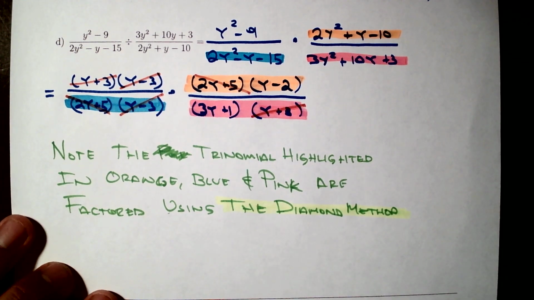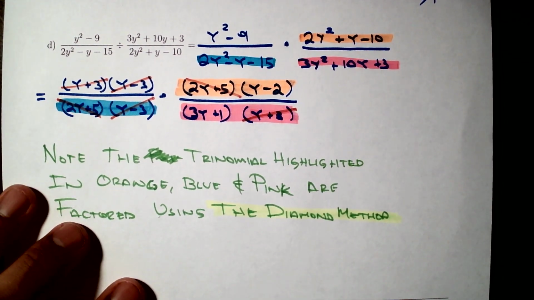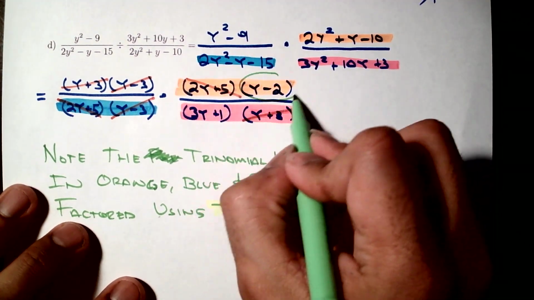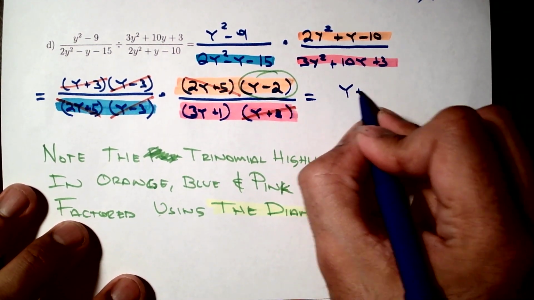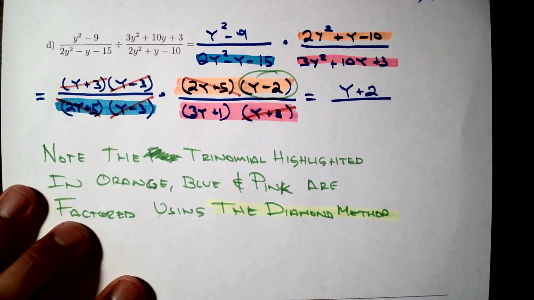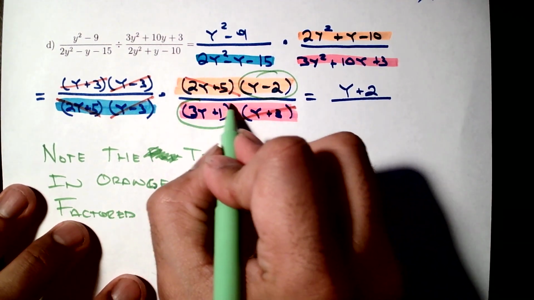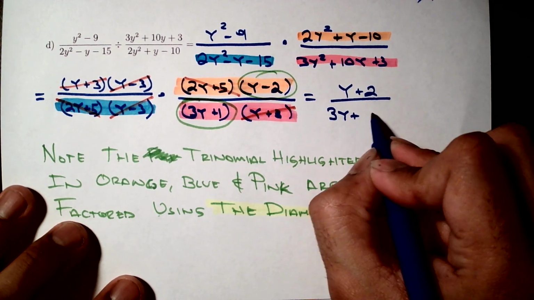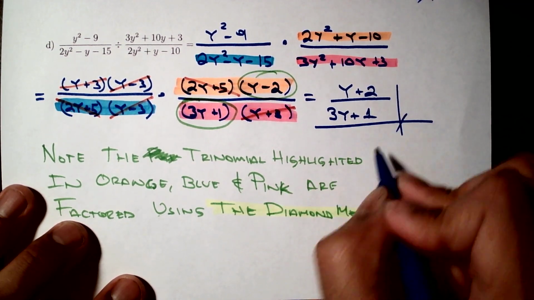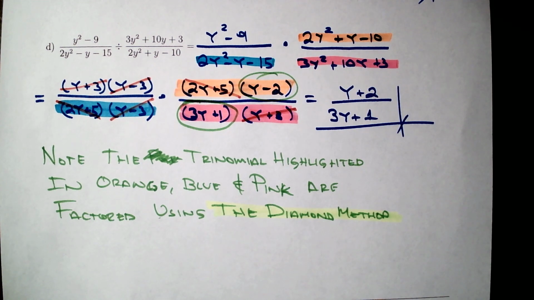That's about canceling all common factors, so we are going to be left with y plus 2 in the numerator and 3y plus 1 in the denominator. Final answer. Okay, and this is the end of this video, so it's a good place to quit.